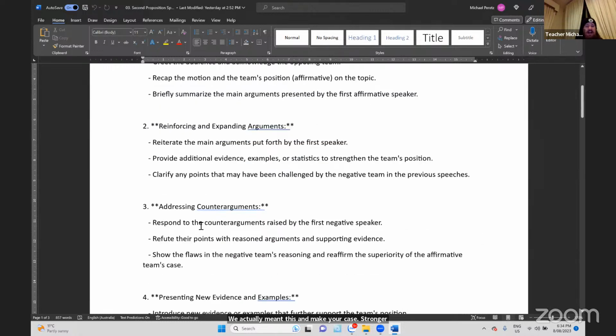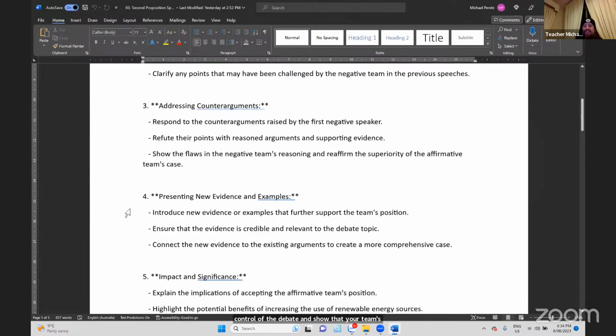So you want to address your counter arguments. Respond to the counter arguments raised by the first speaker. You want to refute their points with reasoned arguments and supporting evidence. Again, evidence, evidence, evidence. And then you want to show the flaws in the negative team's reasoning, and try to take back control of the debate and show that your team's argument is stronger.